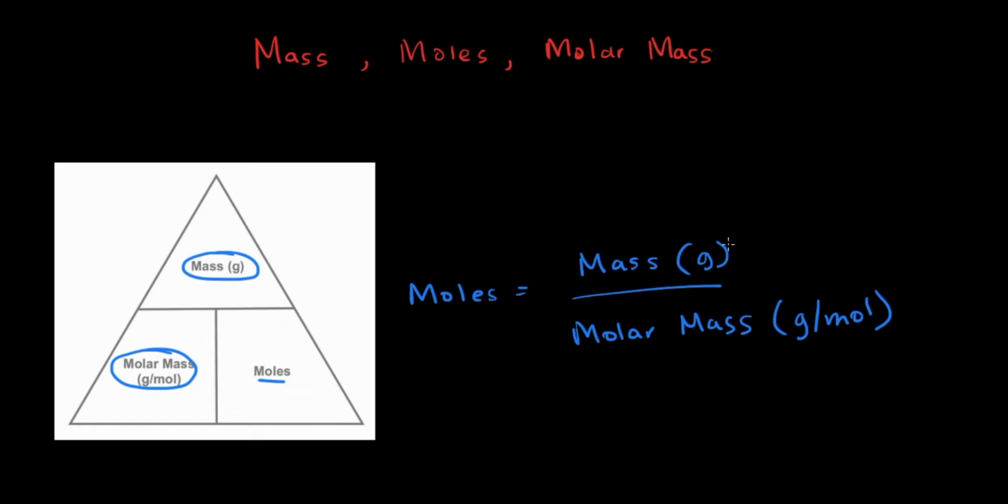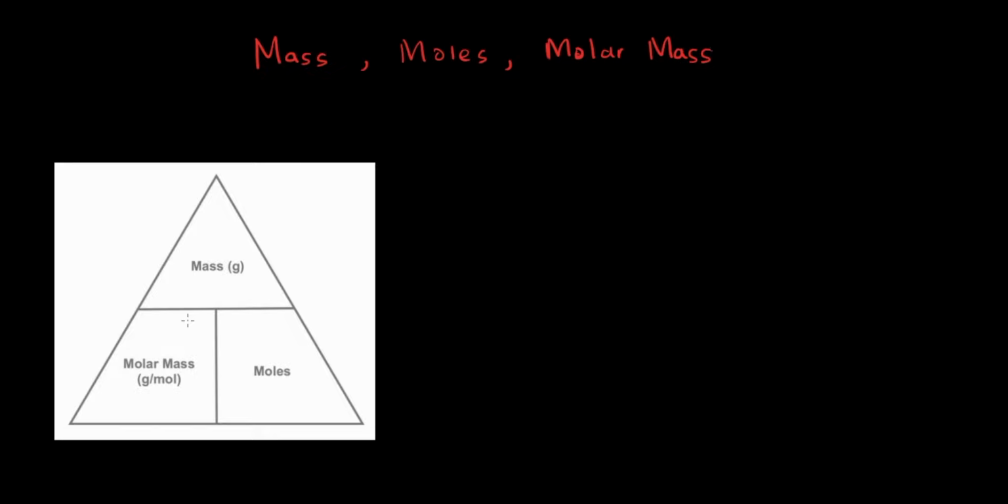Make sure your mass is in grams for a successful conversion. This technique can be used for any of the three. One thing I would like to point out is that the lines on the triangle indicate if you want to divide or multiply. If I want to calculate moles, the horizontal line tells me that I need to divide mass over molar mass. If I want to calculate mass, the vertical lines on the triangle tell me that molar mass and moles have to be multiplied.